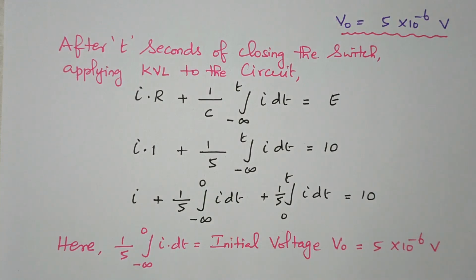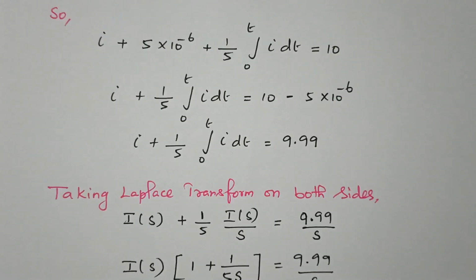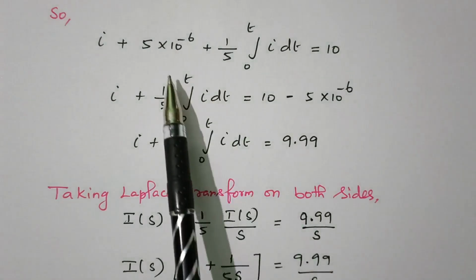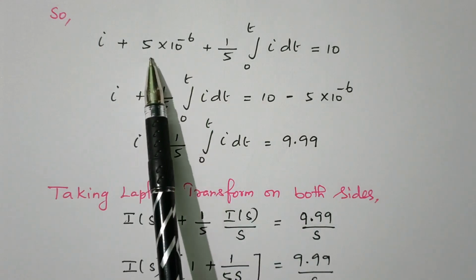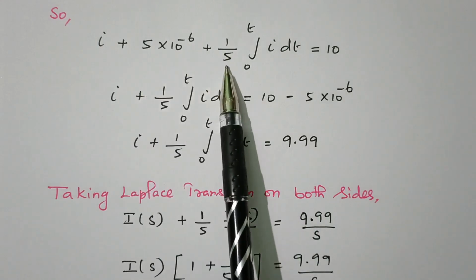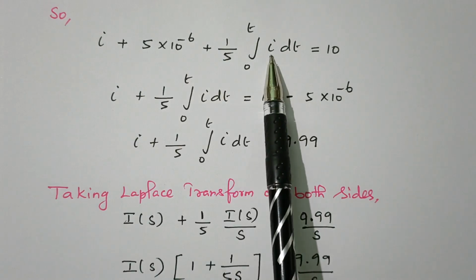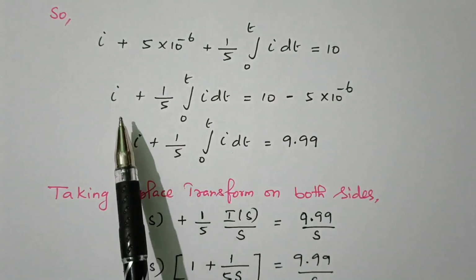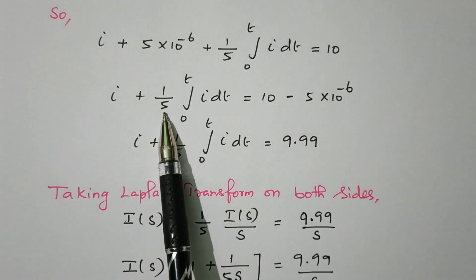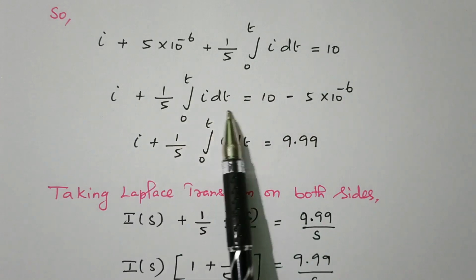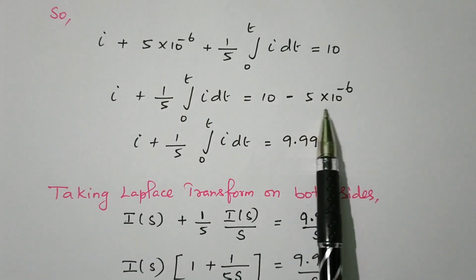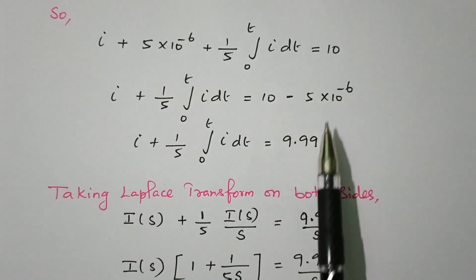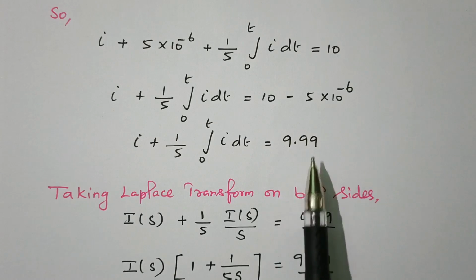I will go for further simplification. So we will substitute this 5 into 10 to the power minus 6 initial voltage. So I plus 5 into 10 to the power minus 6 plus 1 by 5 integral 0 to t I dt equal to 10. So I plus 1 by 5 integral 0 to t I dt equal to 10. This term is brought that side. So 5 into 10 to the power minus 6. So while simplifying we got 9.99.